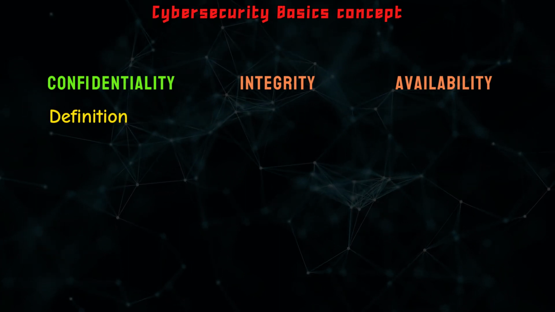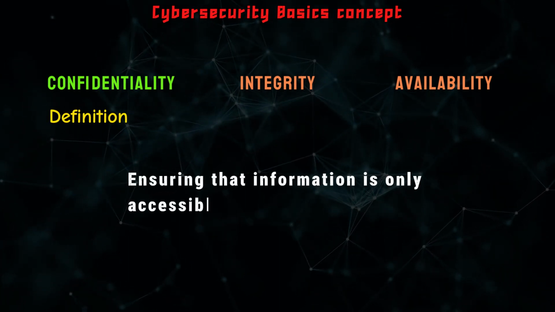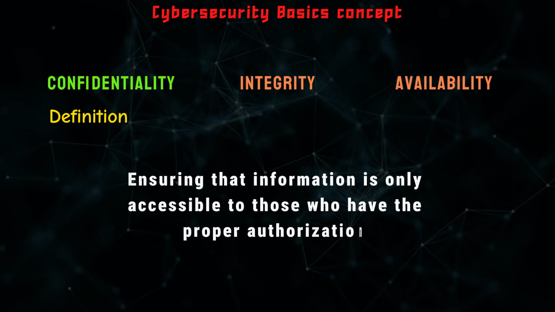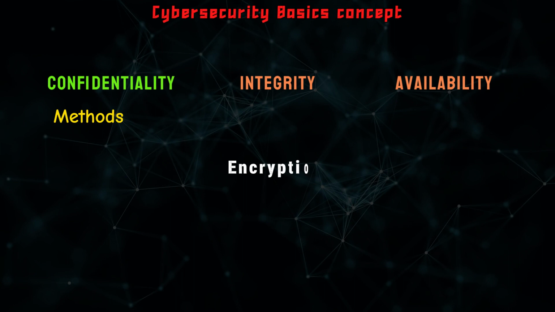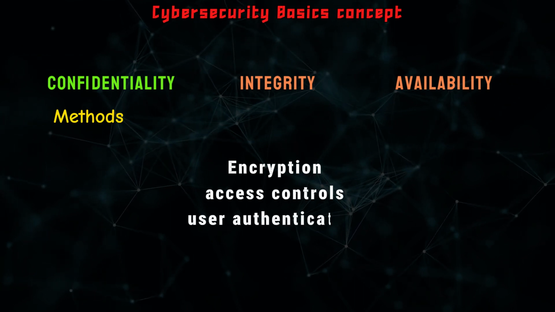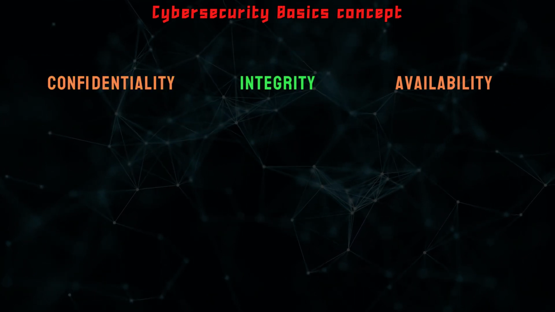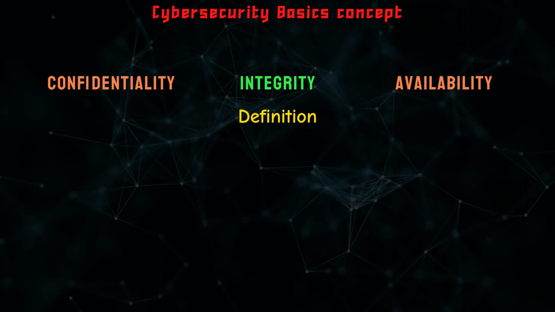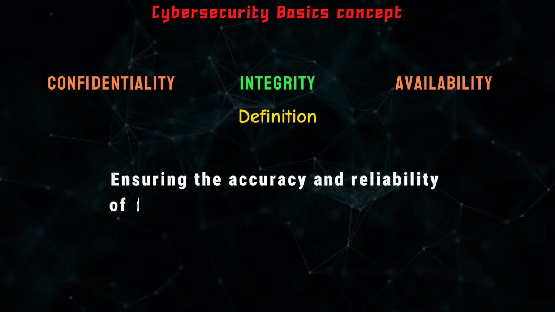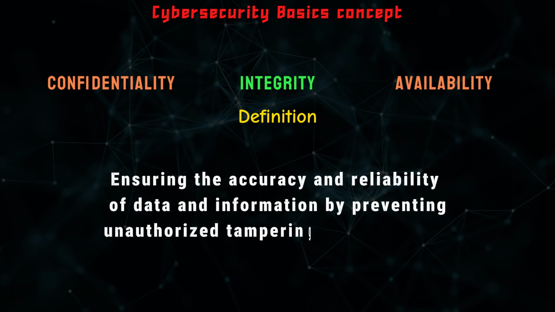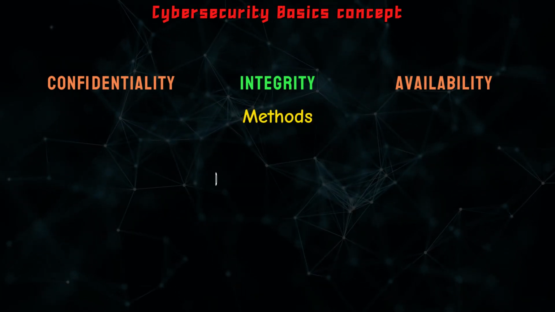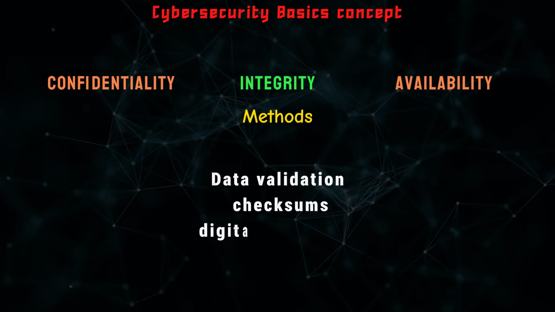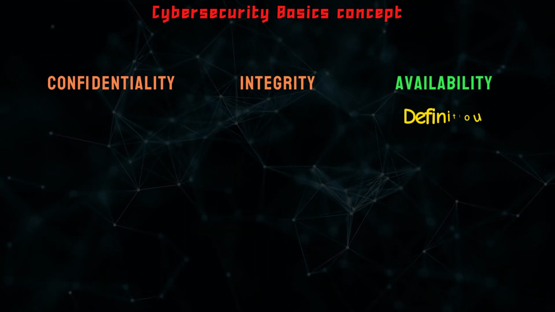Confidentiality. Definition: ensuring that information is only accessible to those who have the proper authorization. Methods: encryption, access controls, user authentication. Integrity. Definition: ensuring the accuracy and reliability of data and information by preventing unauthorized tampering or modification. Methods: data validation, checksums, digital signatures.